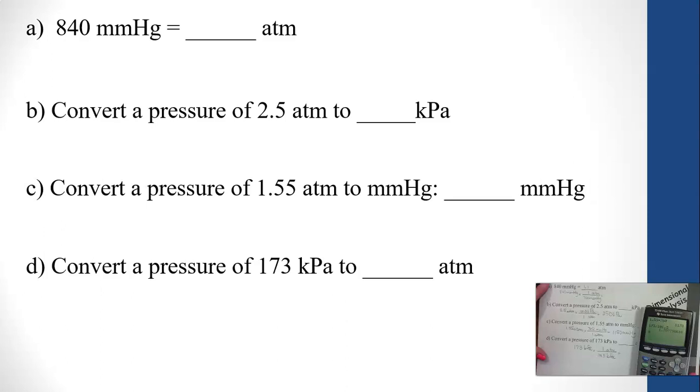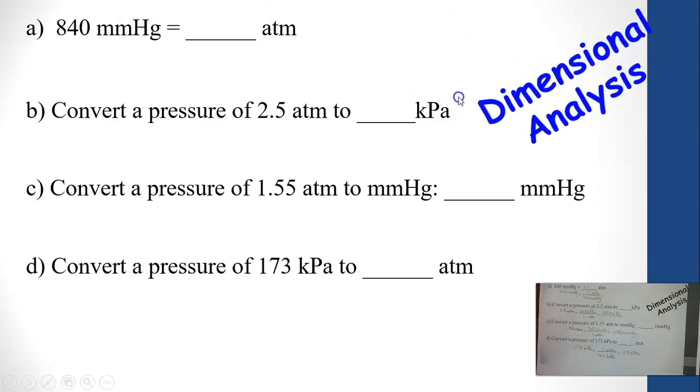3 sig figs, so I'm going to go 1.71. Yep, 1.71 atmospheres. That wasn't so bad, was it? I don't think so.